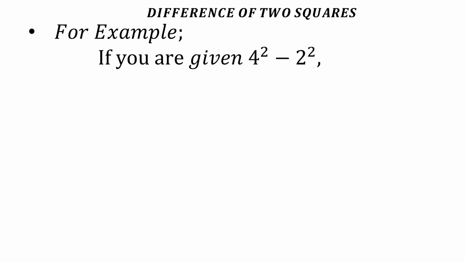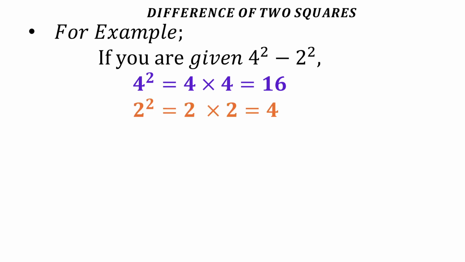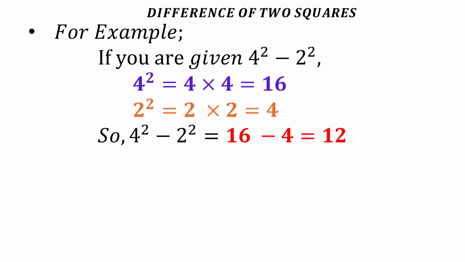Using the interpretation we have from the previous slide, we can calculate 4 squared as 4 times 4, and that's going to give us 16. And then we can calculate 2 squared as 2 times 2, and that's going to give us 4. So basically 4 squared minus 2 squared is just the same thing as 16 minus 4. We just replace them with their values, and that's going to give us 12.